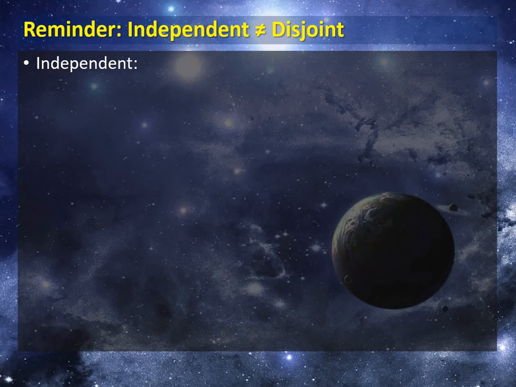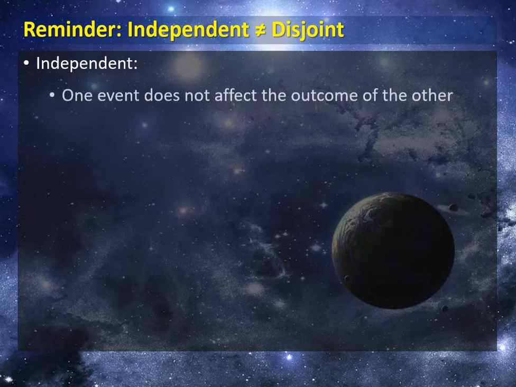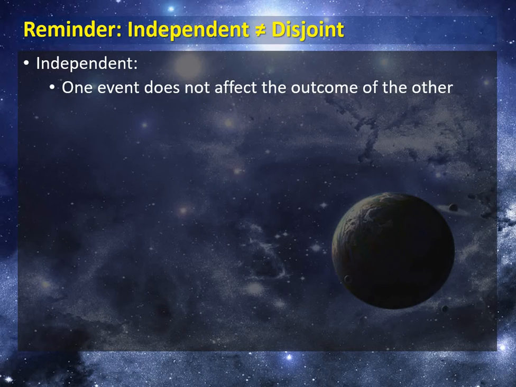If something is talking about independent, the basic definition of that says that one event is not going to affect the outcome of another. They don't affect it. That doesn't mean they don't cause it.